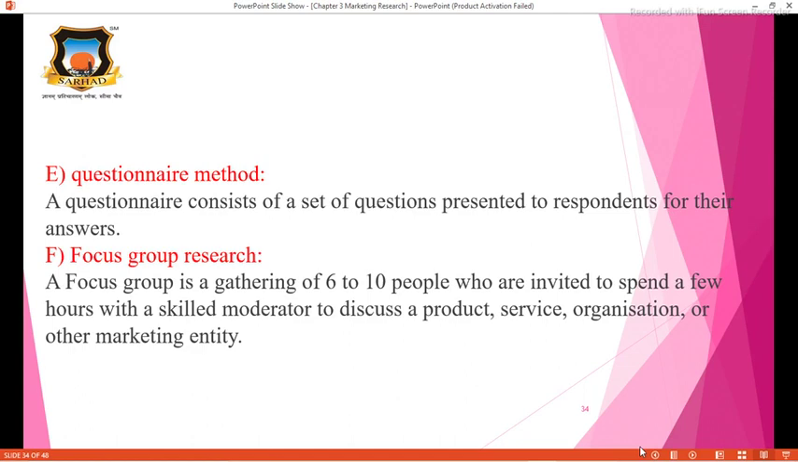The next is focus group research. A focus group is a gathering of 6 to 10 people who are invited to spend a few hours with a skilled moderator to discuss a product, service, organization or other marketing entity. Here, the moderator encourages free and easy discussion, hoping that the group dynamics will reveal deep feelings and thoughts. At the same time, the moderator keeps the discussion focused.